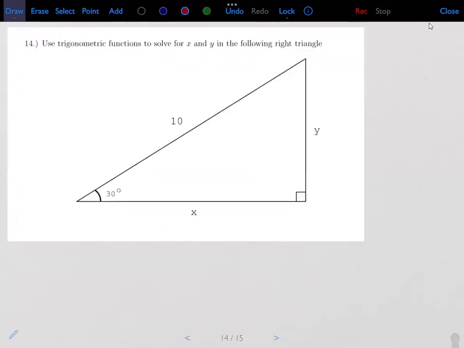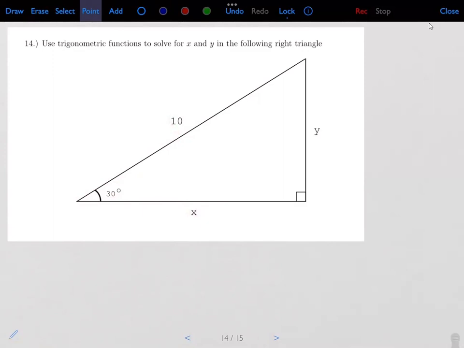Okay, use trig functions to solve for x and y in the following right triangle. We're given the angle here, 30 degrees. We're looking for x, we're looking for y. We know the hypotenuse is 10. The long side is 10. So relative to this angle, what is the x? Well, it's adjacent, right? It's next to the angle. So what trig function involves adjacent and a hypotenuse?